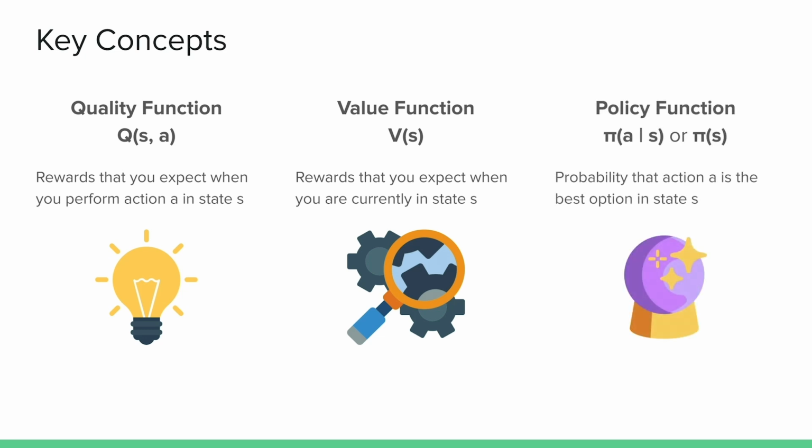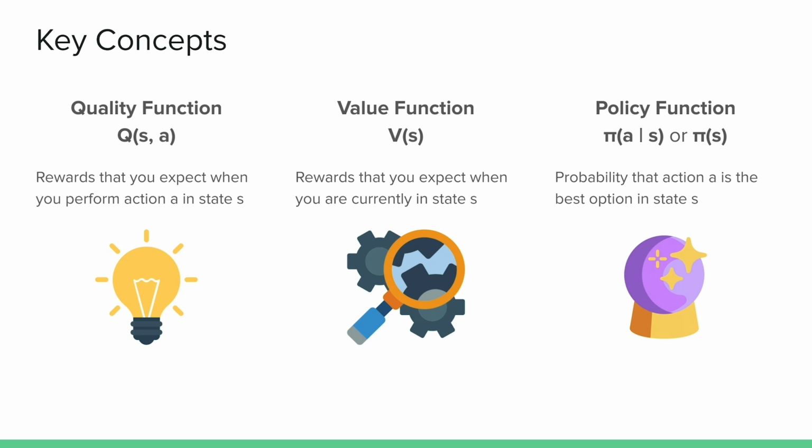And the third thing here, from this broad category, is the so-called policy function, which is the oracle. The oracle that says you're in this state, you should take this action to maximize the rewards that you can receive. So it's a probability that a certain action A is the best option in your state S.